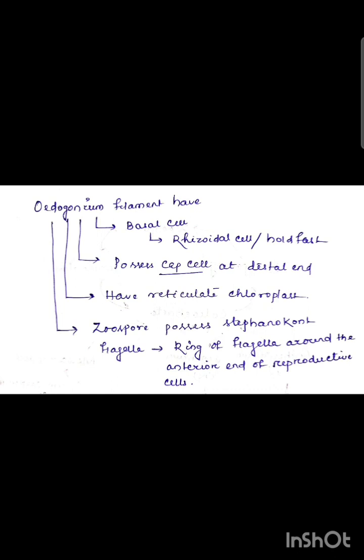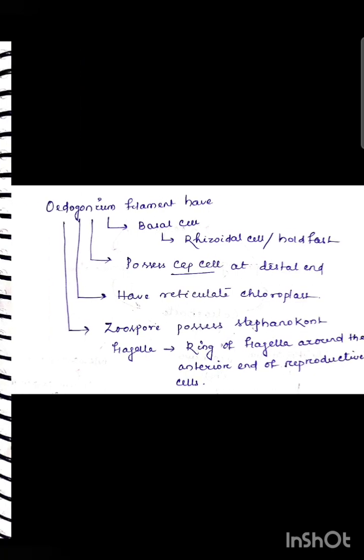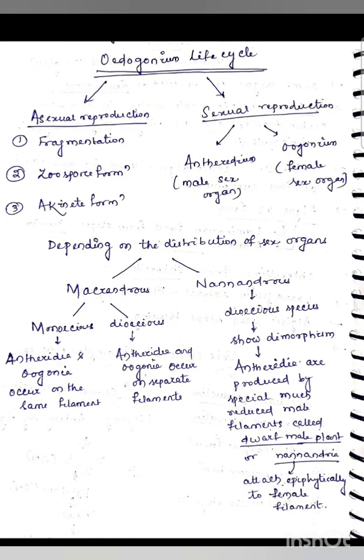That means flagella which are arranged in a ring-like manner around the anterior end of the reproductive asexual cells. Then the life cycle. Oedogonium reproduces asexually by fragmentation. It is actually a vegetative mode of reproduction. Then zoospore formation, which are motile spores. Then by akinetes, these are resting cells in certain species of Oedogonium.